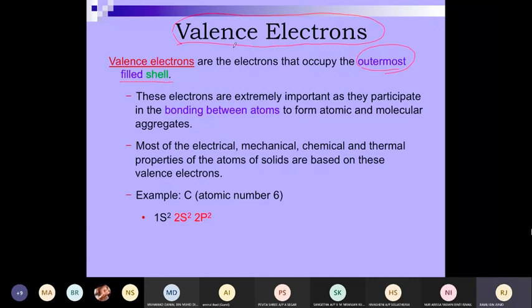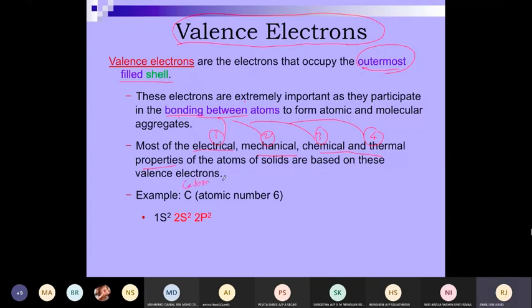Okay, so this valence electron, the outermost filled shell, is extremely important as it participates in the bonding between atoms. The participation of the valence electron will determine the electrical, mechanical, chemical, and thermal properties. So this bonding will actually determine these properties: thermal, mechanical, chemical, electrical.